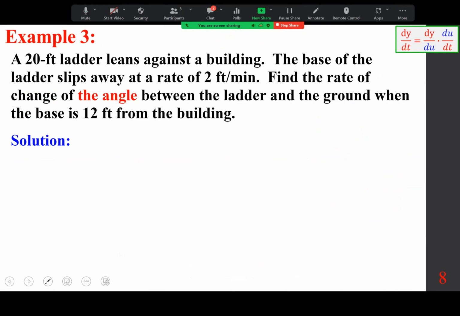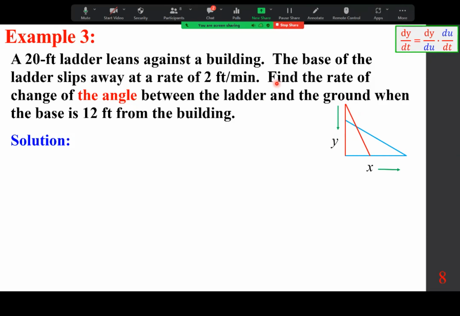We're going to repeat the same question, but this time we are interested in finding the rate of change of the angle between the ladder and the ground. So what happens as the move takes place, as x moves to the right and y comes down, it creates the situation that this angle changes, so does this angle. Both angles, this one changes, this one changes.